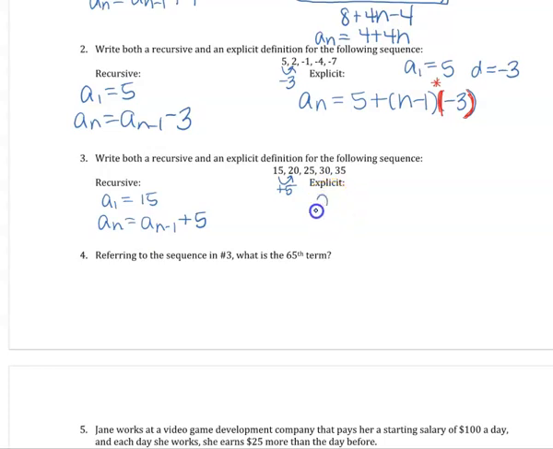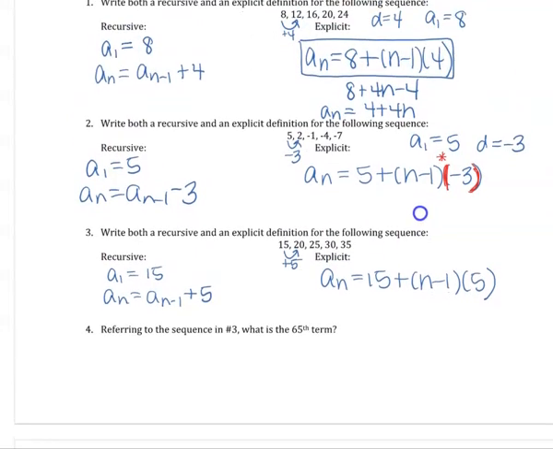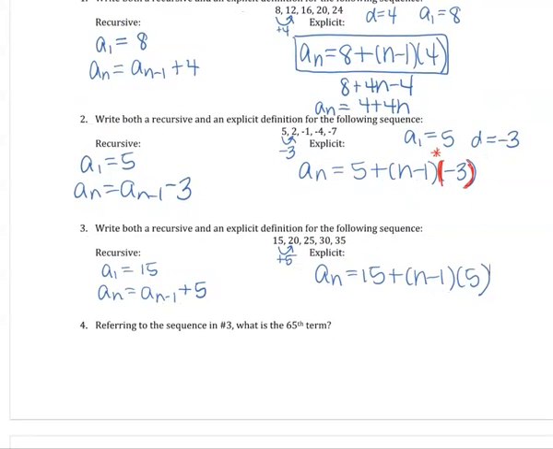Explicit formula: a sub n equals a sub 1, which is my first term, plus n minus 1 times d. Done. That's my formula. So honestly, this lesson is really a lot of formulas and how to express these patterns. Knowing these formulas and how to use them is going to be paramount in this unit. So just keep that in mind.